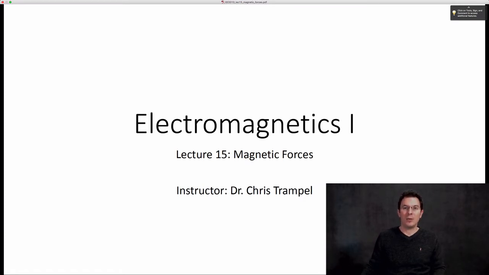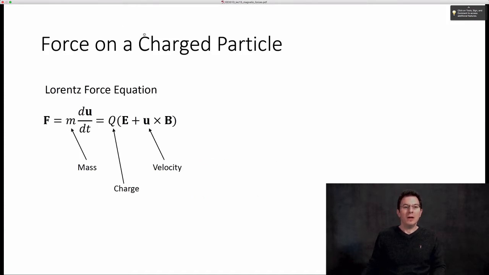Today we're going to be talking about magnetic forces. If you will recall, we already talked a little bit about how the electric field exerts a force on a charged particle. And that force is simply equal to the charge Q times the electric field.